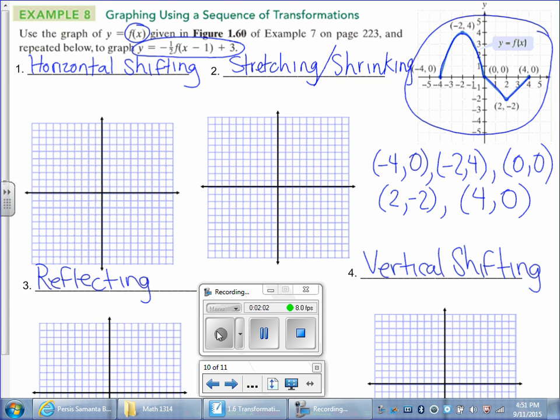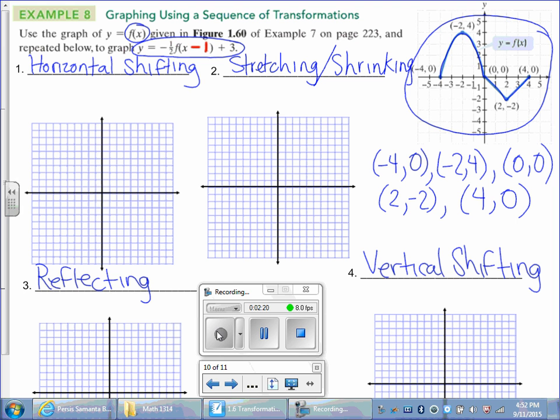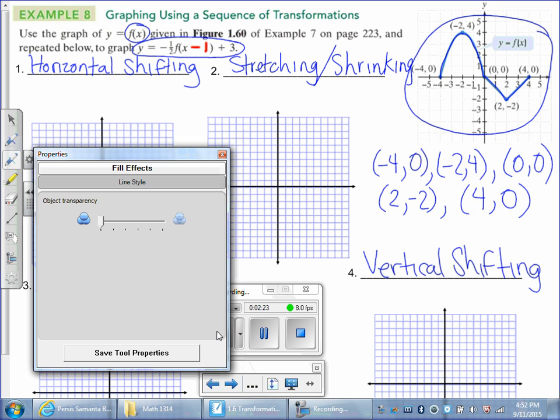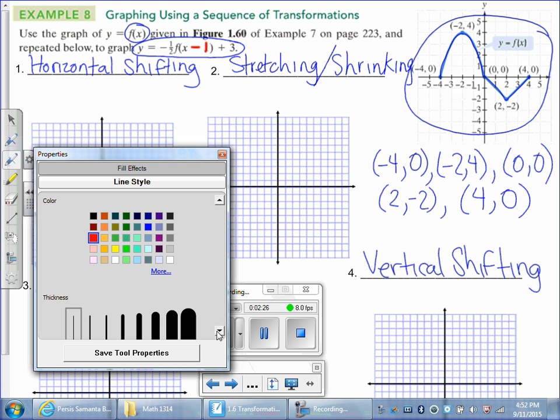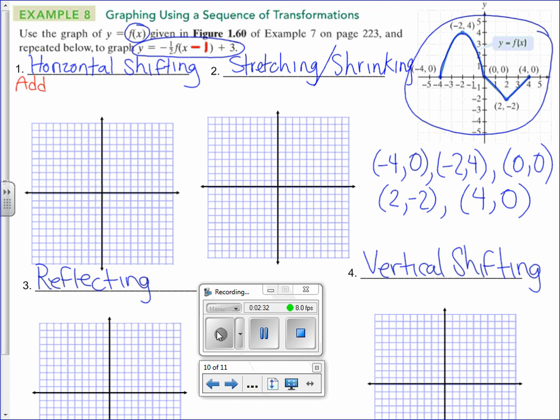So the number that tells me that there is a horizontal shifting is the number inside the parentheses, the one that is affecting x directly. And we know that horizontal shifting is counterintuitive, so the graph is going to be shifted 1 unit to the right, and that means that we're going to add. We need to add 1 to every x coordinate. So going by my reference points, -4 plus 1 is -3.